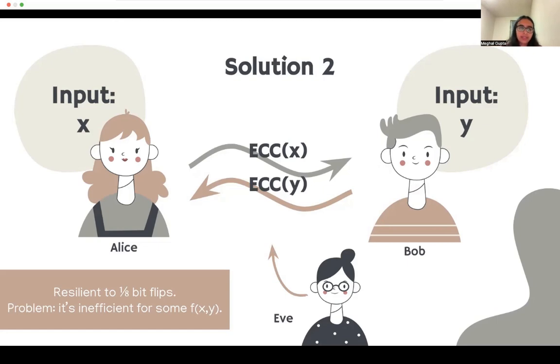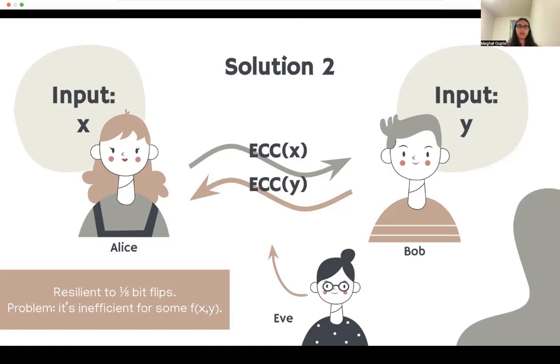If Eve has the budget to corrupt 1/8 of this protocol in total, then that means she has budget to corrupt less than 1/4 of each individual message, which means that Bob will successfully decode X and Alice will successfully decode Y. And then, once they know X and Y respectively correctly, they can themselves compute f of X and Y. And since there's no error in that, they'll definitely be correct.